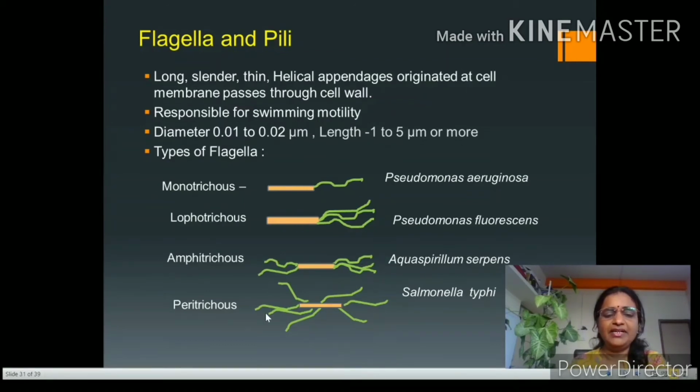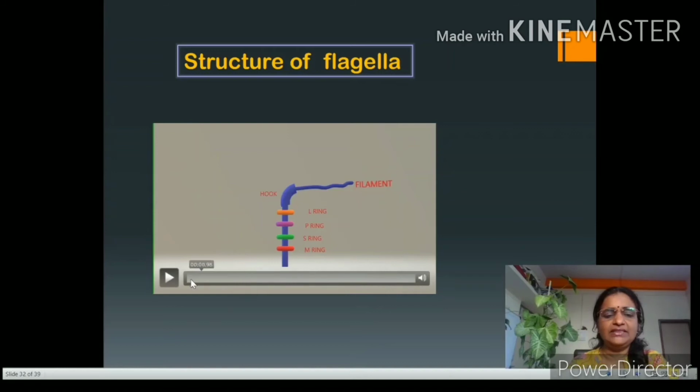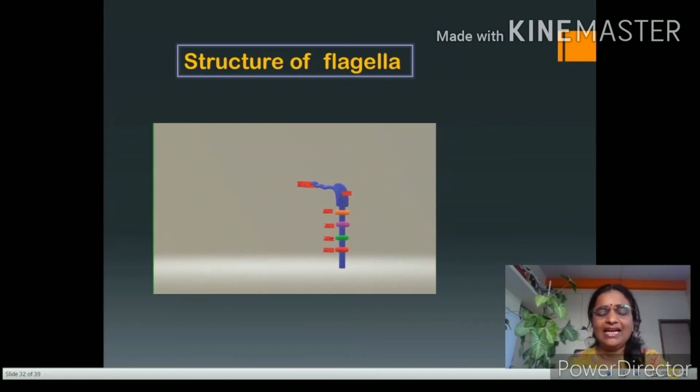These have peritrichous flagella. Now let us see the structure of flagella. Here I show the three-dimensional view of the flagella having different parts. This figure shows the filament, the hook, and a system of rings. That structure is called the basal ring.